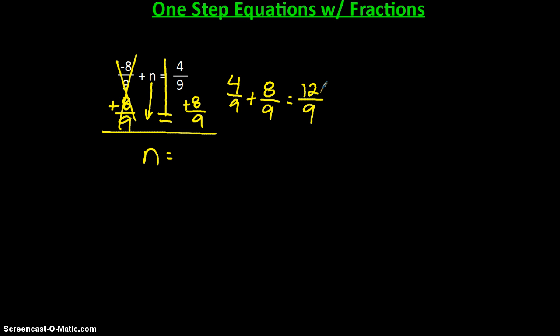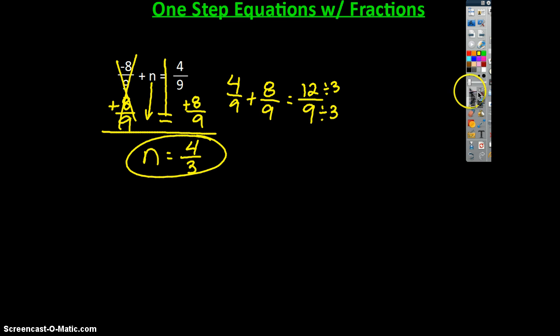Lastly, to finish this one up, especially with fractions, we need to make sure that we reduce this fraction. When we reduce this fraction, I notice that 12 and 9 share a common factor of 3. When I reduce that fraction by 3, 12 divided by 3 is 4, and 9 divided by 3 is 3. And that is my final answer. Pretty simple with solving fractions in this case. So, now we're going to move on to the next example.